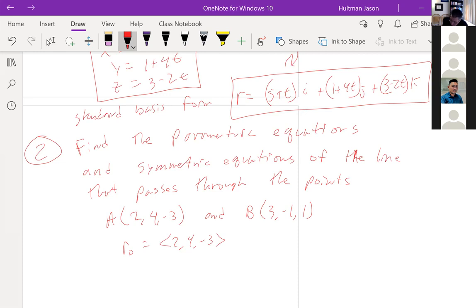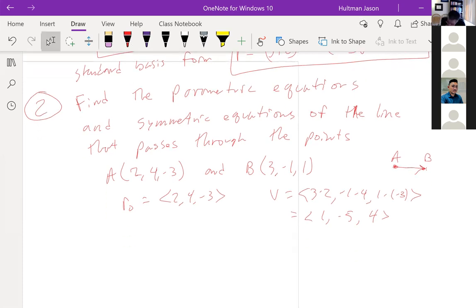Well, vector v is going to be the difference between A and B. I have these 2 points out in space, and I want a vector between them. How do I find the vector between point A and B? I just subtract the components. So vector v is going to be 3 minus 2, comma, negative 1 minus 4, comma, 1 minus negative 3. That becomes 1, negative 5, and 4. So that's vector v.